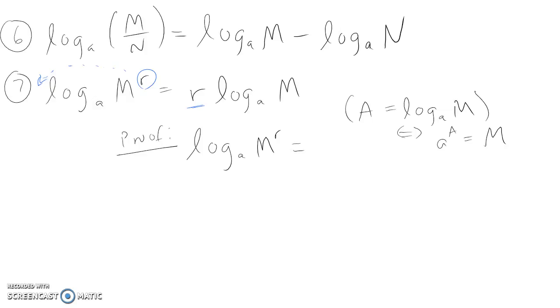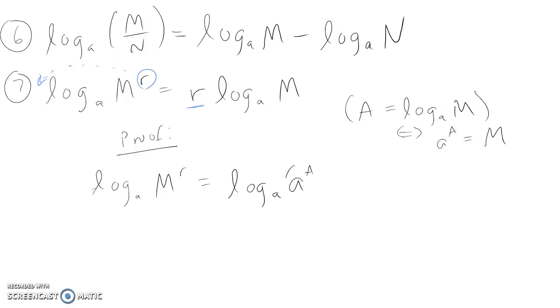So let's hold on. I'm going to erase this and move over a little. All right, let's go ahead and start again. We're going to say log base a of m to the r. So if we plug in for m, that's log base a of a to the A, to the r. So all I've done is substitute m for its value.